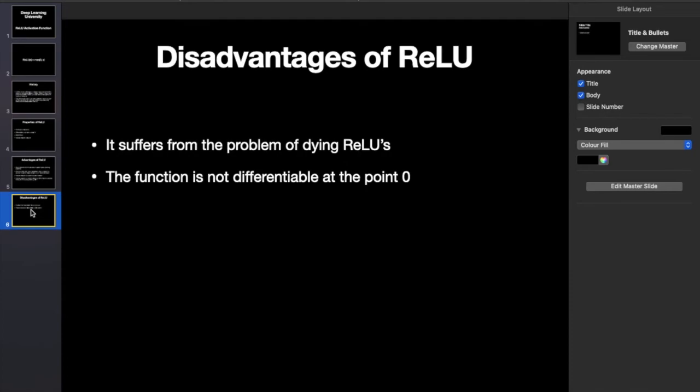Now obviously it has some disadvantages, and there are a few of them. First of all, it suffers from the problem of dying ReLUs. Dying ReLUs are like the Achilles heel of the ReLU activation function, and there are many alternatives to ReLU which overcome this problem, which we'll be discussing in further videos. And also it is not differentiable at the point zero, as we have already discussed.